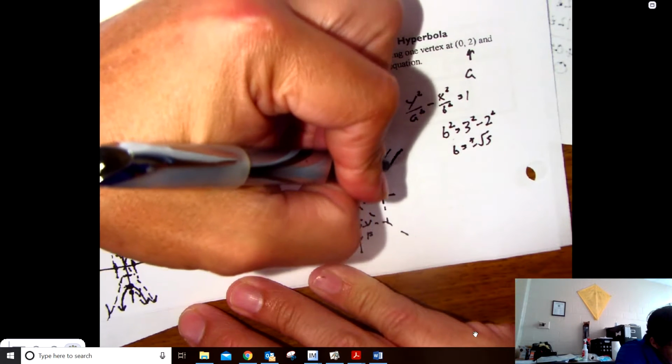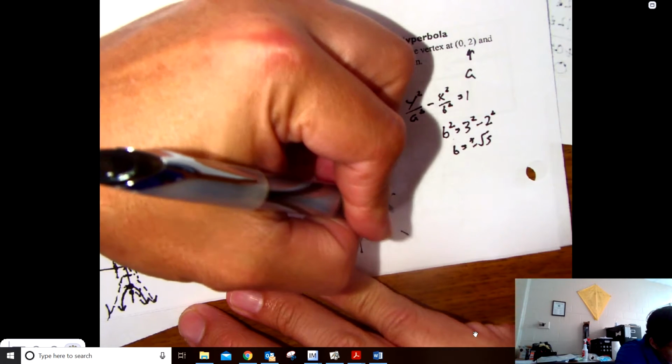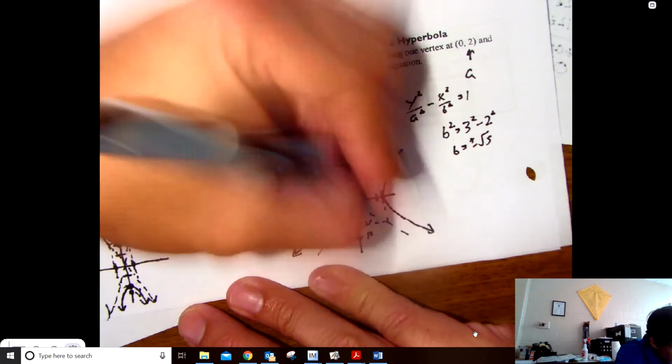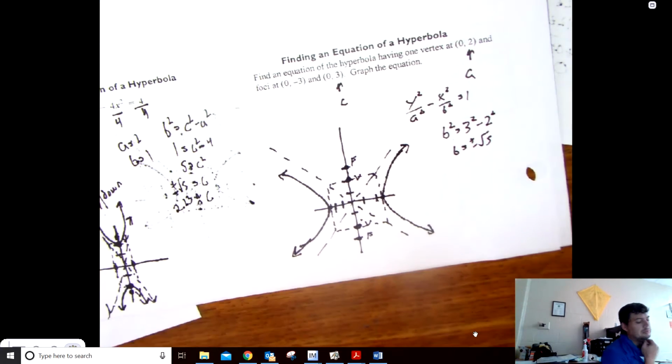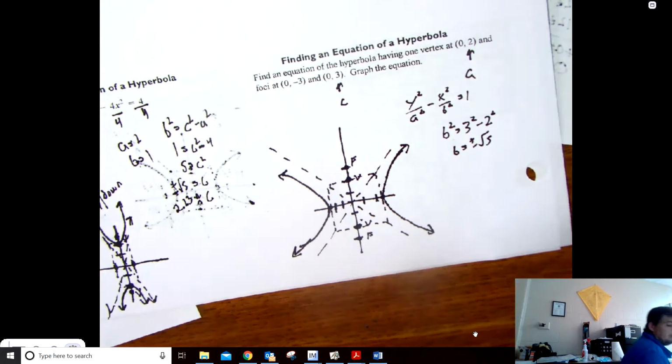I keep drawing mine so that they somehow angle in. They never angle in. I don't mean to do that. They always stay angled out. Always angle out. And if I was doing this as a project, actually, this is not the question I had in mind. I'm sorry. I was thinking about one where a point was known.